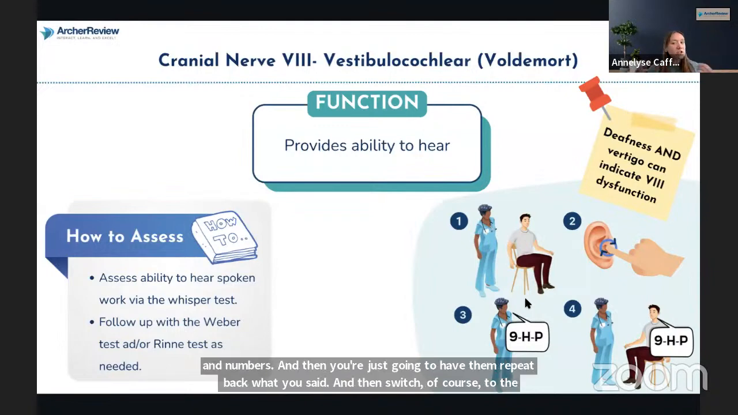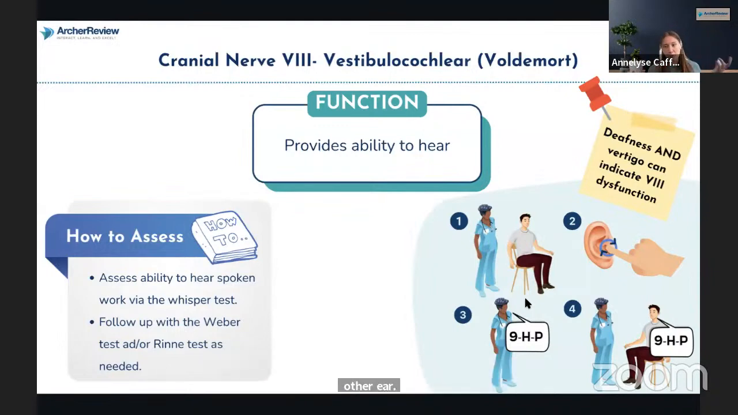If a client fails a whisper test, fails is the term we use, meaning that they just weren't able to repeat back those 3 letters or numbers, that would be when you do further testing, like the Weber test, the Rinne test, or even sending them to an audiologist who specializes in ears and can do more testing, like electronically.